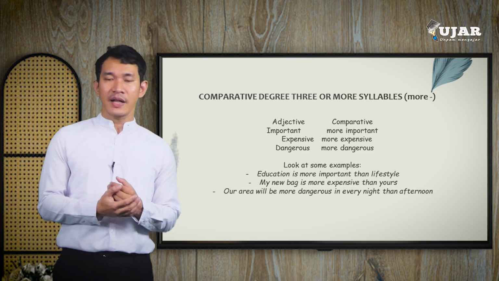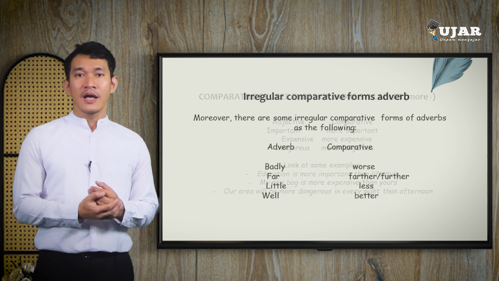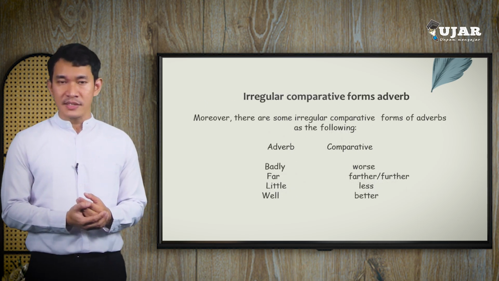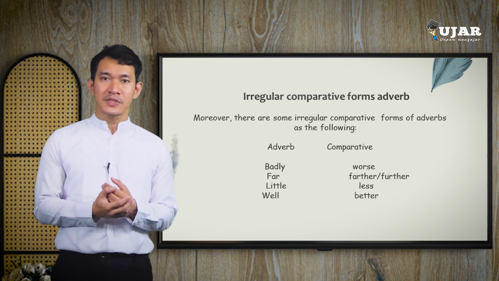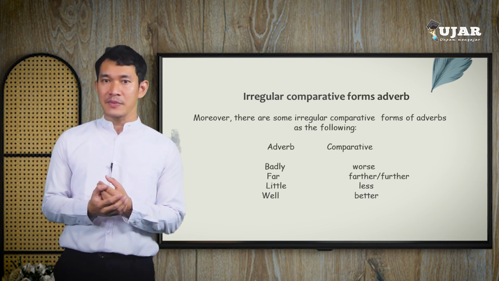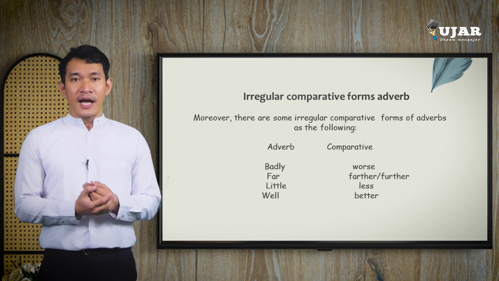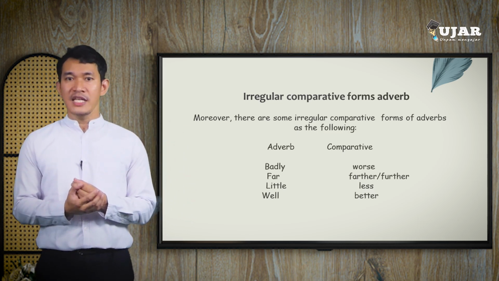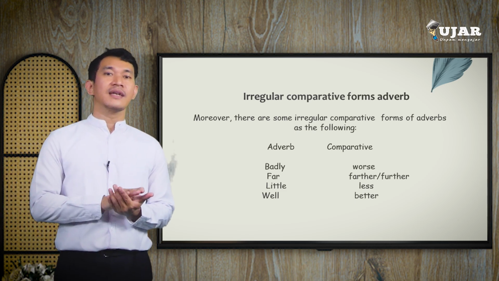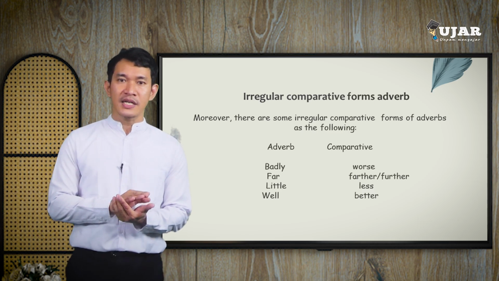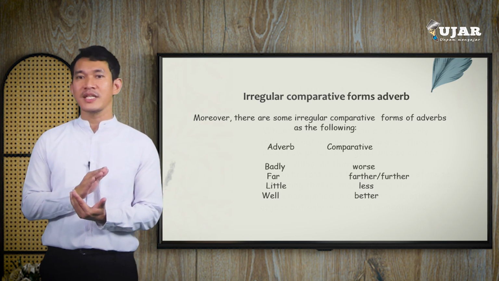Moreover, there are some irregular comparative forms of adverbs, as follows. Badly becomes worse, far becomes farther and further, little becomes less, and well becomes better. Look at the following examples. The little boy ran farther than his friends. You're driving worse today than yesterday. Now, my condition is better than yesterday. My dad uses less sugar than usual.